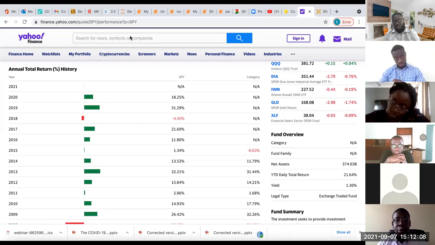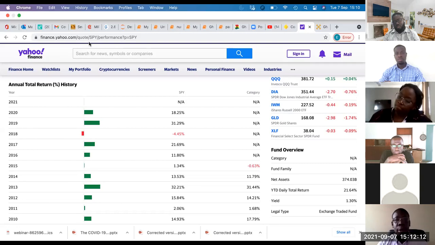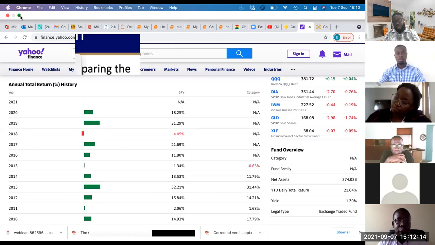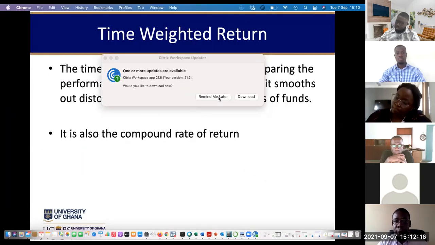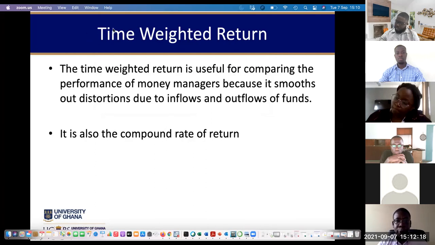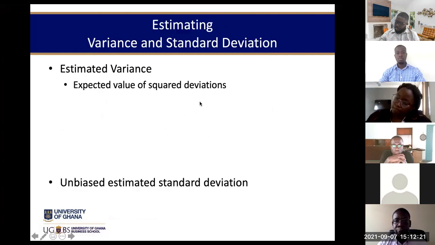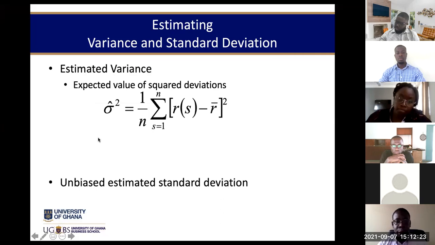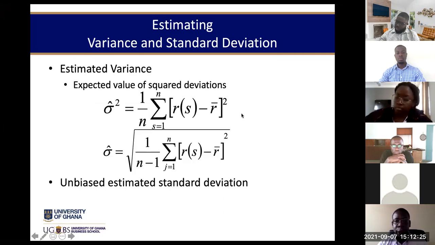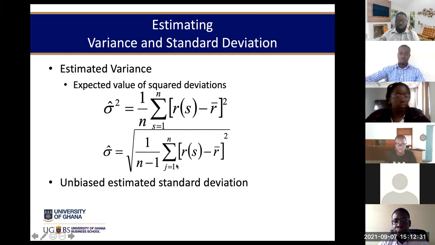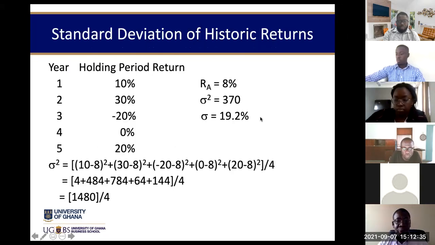Okay, so let's go on quickly. Let's go to the main business for the day. We talked about dollar-weighted returns. We also talked about time-weighted returns, and we saw how to find that. Now let's talk about variance. Variance is related to standard deviation. This is how to find the variance of an asset. This is actually very simple. Let's implement it.